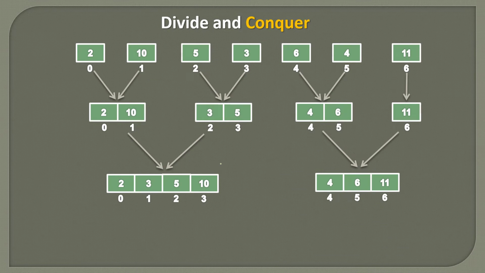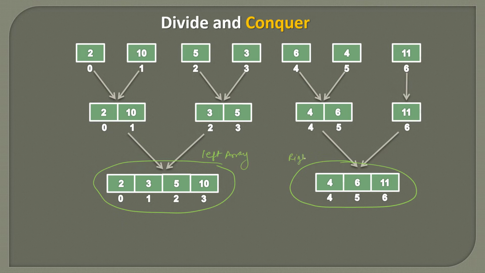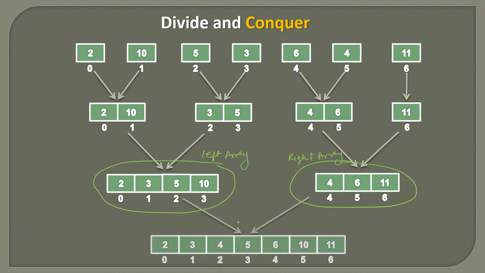Here you can see that at the last step we take this sorted array. This is the left array and this is the right array, and we merge them. We compare the elements in the respective arrays and fill out the array like this, and this is our answer, that we get a sorted array. This is done via the merge method.